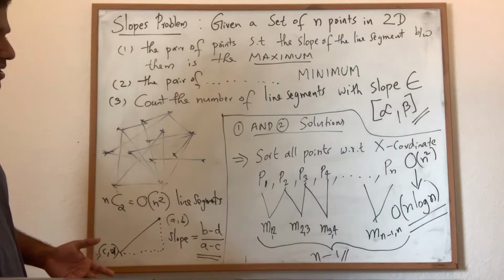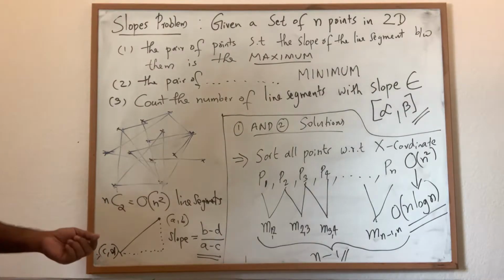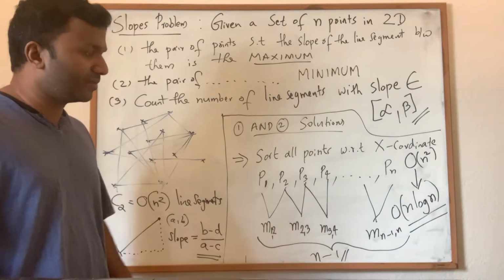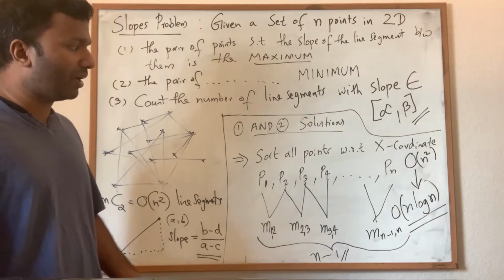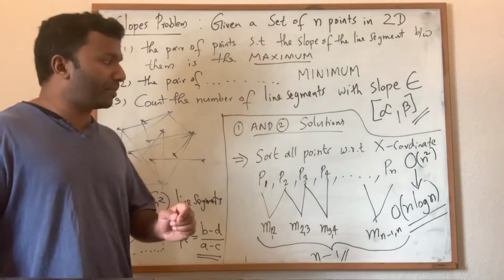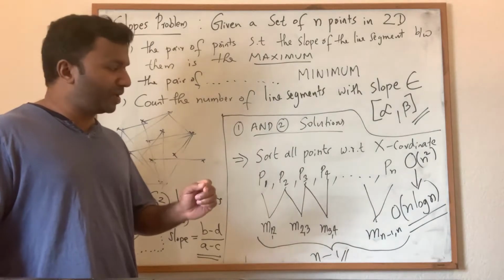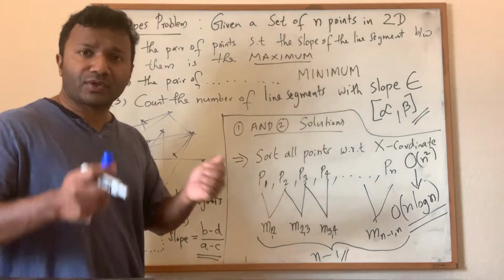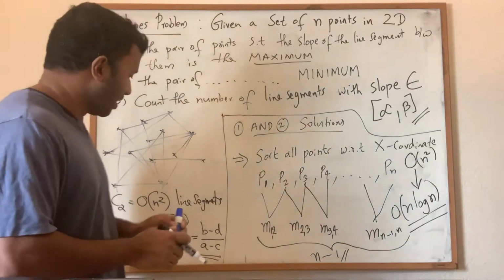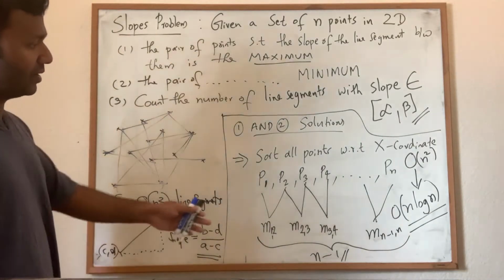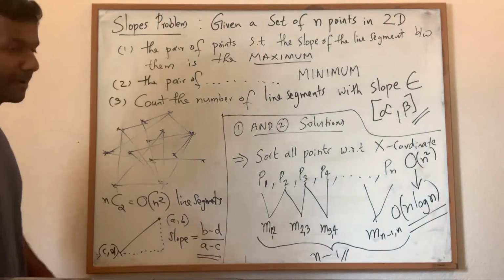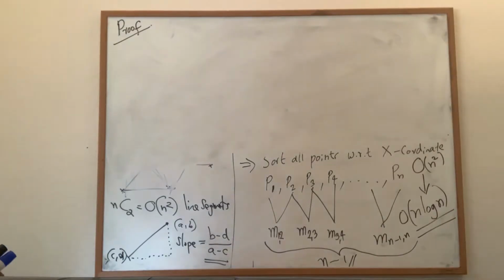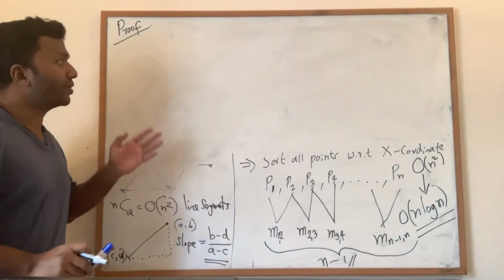So essentially what I have done is, instead of computing the slopes between every pair of points, I just did it only between consecutive pairs. So somehow I want to prove that the minimum slope and the maximum slope are going to be one among the slopes corresponding to two consecutive points. And for that, let's go ahead and prove it.